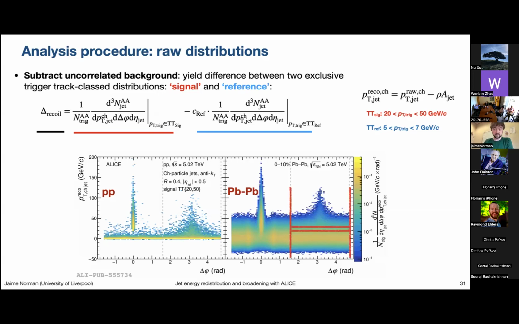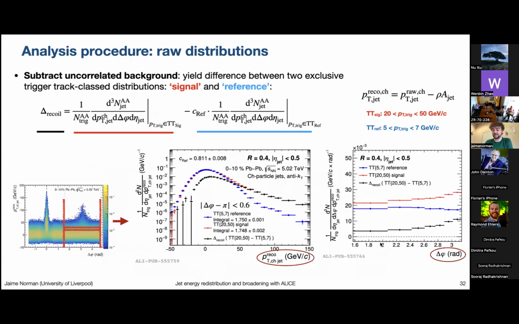It's easier to visualize this if we take projections onto the pT and the delta phi axes, which I show here for the signal class in red, the reference class in blue, and then this delta recoil, which is the difference between these two classes, in black.